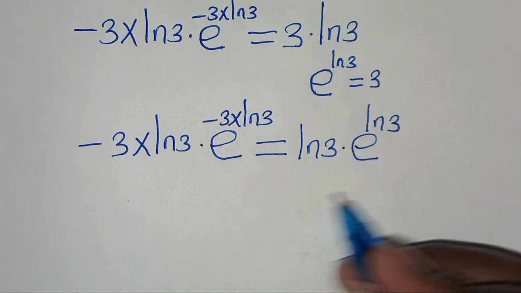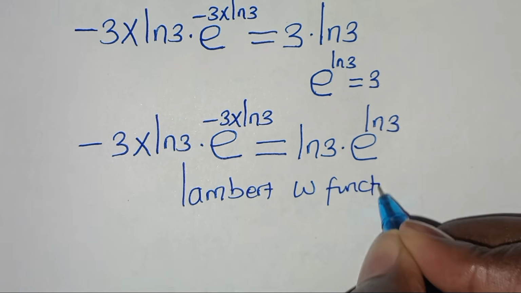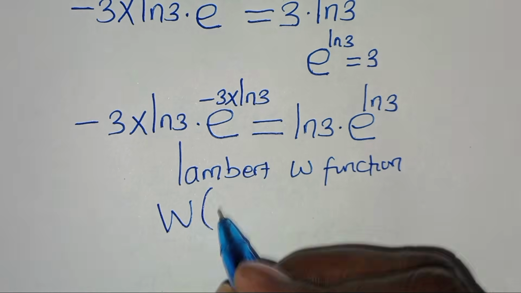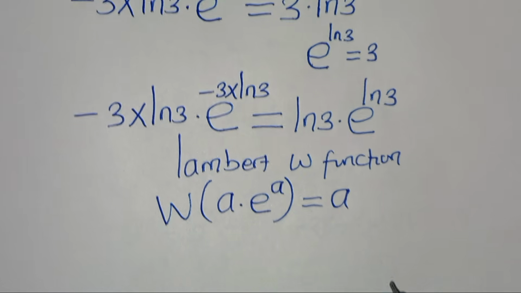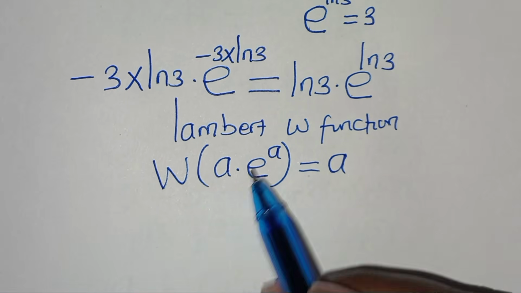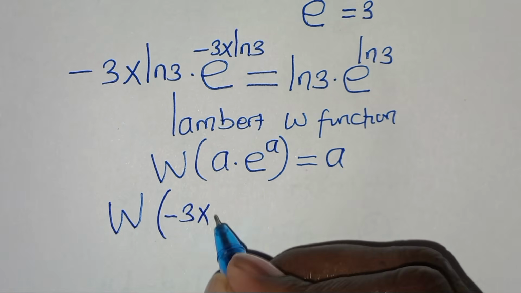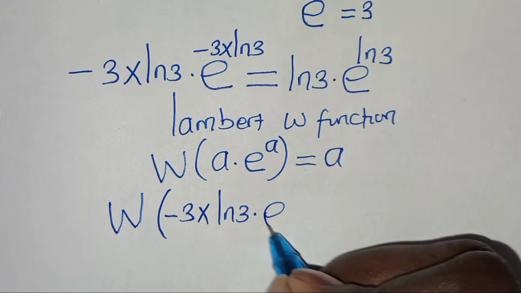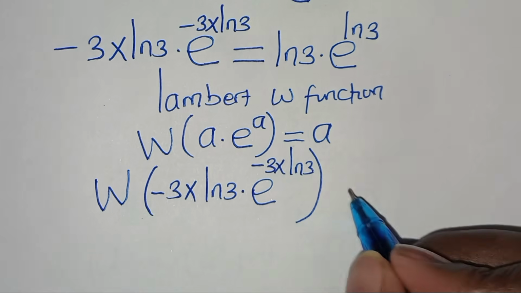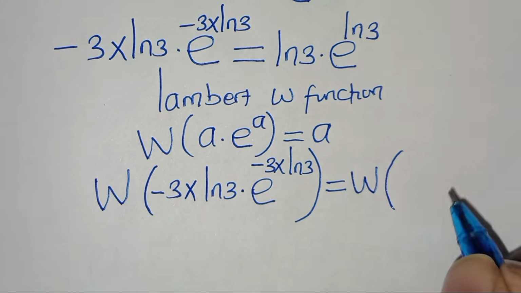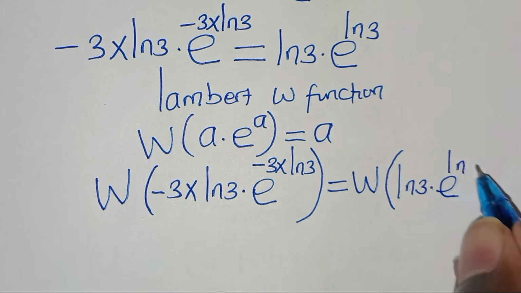Now the next step is to introduce the Lambert W function. The Lambert W function states that the W function of a times e to the power of a is the same thing as a. So let's apply this Lambert W function on both sides. We have the W function of minus 3x ln of 3 times e to the power of minus 3x ln of 3, in parentheses, equal to the Lambert W function of ln of 3 times e to the power of ln of 3.